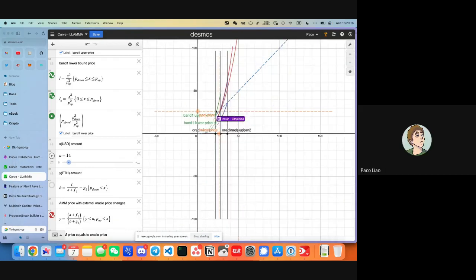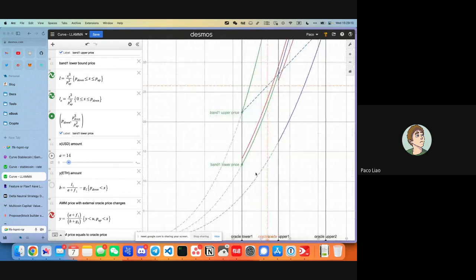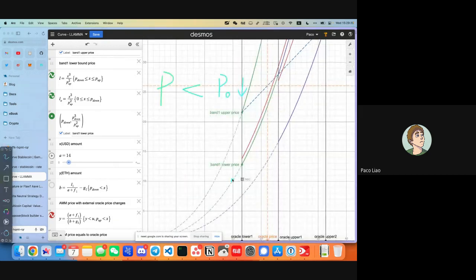Yeah, if the external price goes out of the band, let's say the external price comes here, the blue line. External price here, the market price in this AMM will be here. So there is still an arbitrage opportunity. So people will buy ETH and all your ETH will be converted to USD. There's still an arbitrage opportunity.